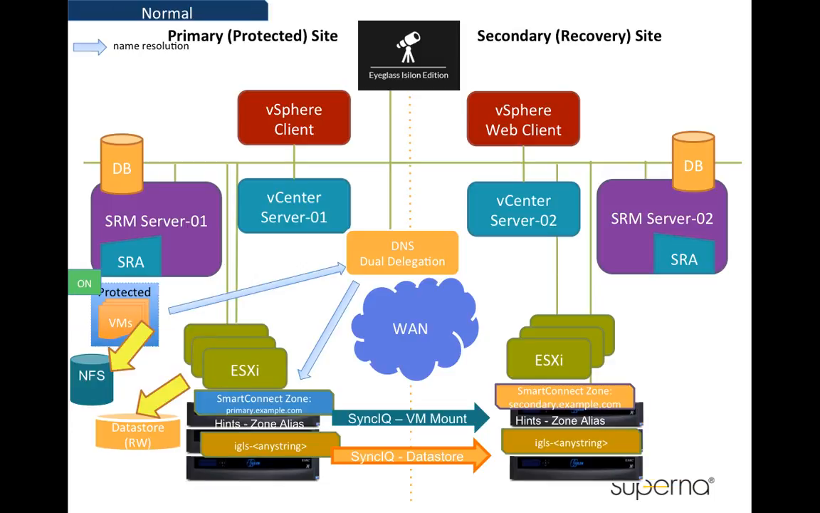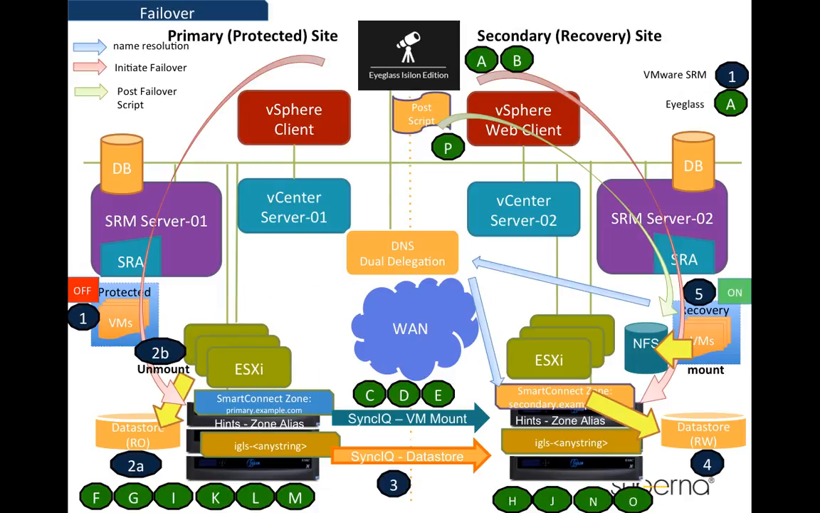The next diagram is the setting prior to failover. We can see here that the protected VM is running on the NFS data store from the primary cluster. And there is also an NFS export mounted to this VM guest OS. The SyncIQ replication pairs have also been configured and they are in operation to replicate data from the primary to the secondary cluster.